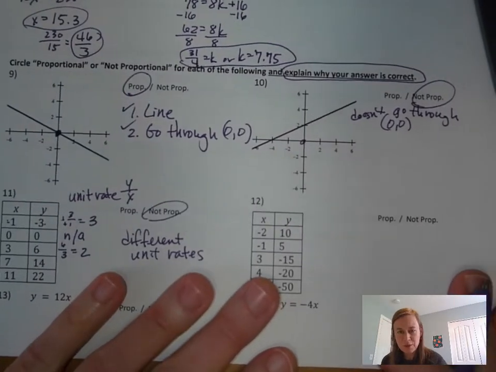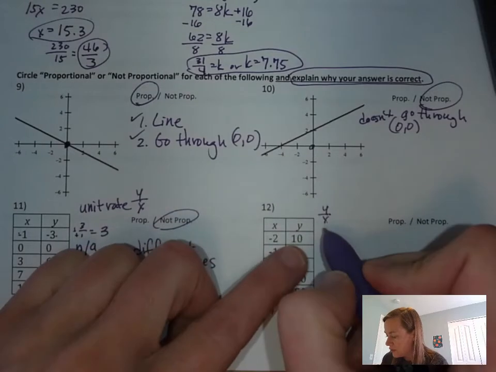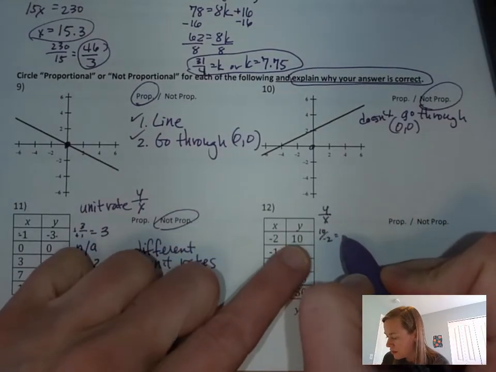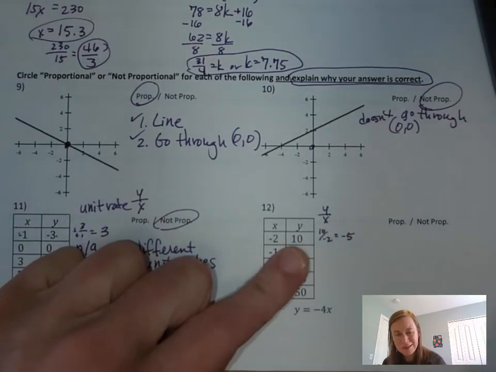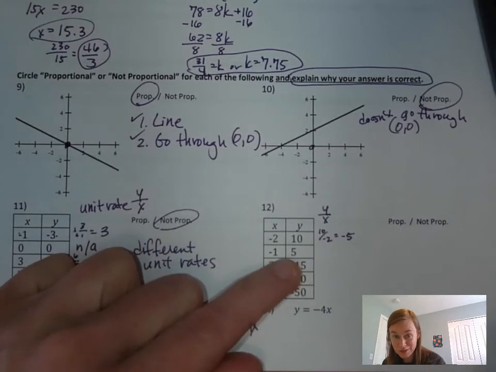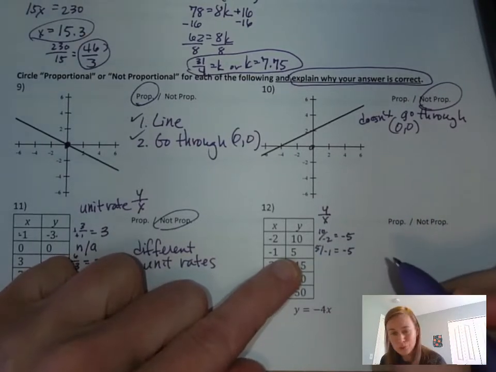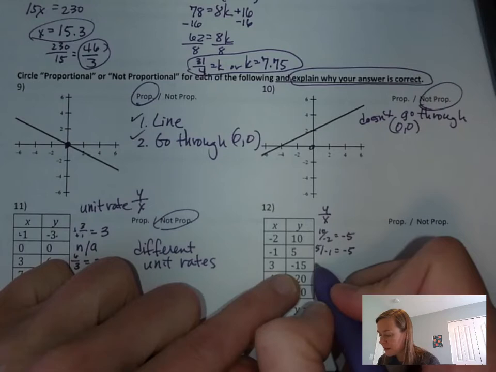What about on number 12? Again, we're going to find our y over x. So 10 divided by -2 is going to be -5. And if you want to use a calculator on these, totally fine. Just make sure you're entering it carefully with the negatives and everything. 5 divided by -1 equals -5. Ooh, 2 for 2. Let's keep going.